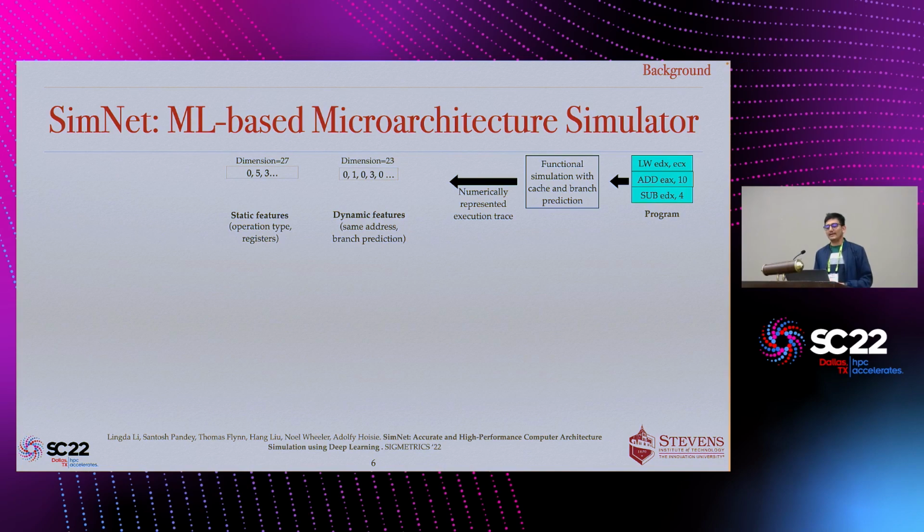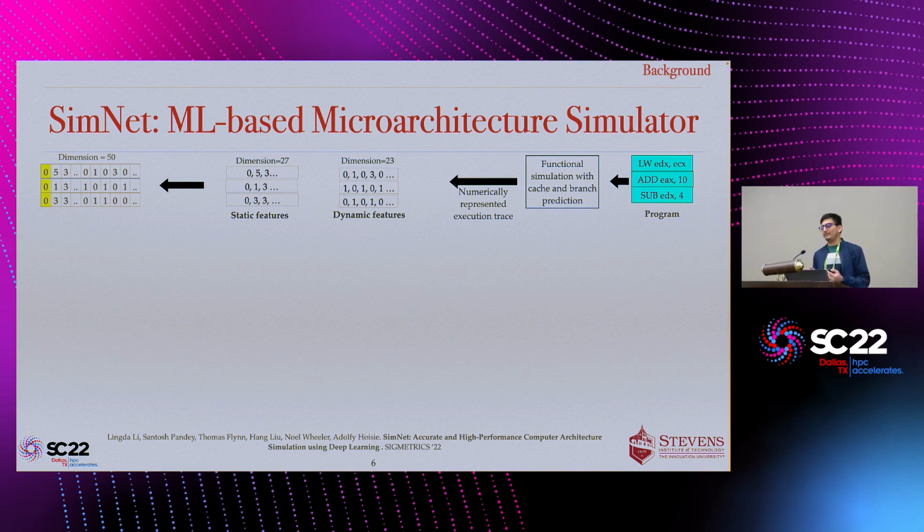And the other category is dynamic features, which try to represent the dependency between the instruction and the hardware behavior. So some examples are whether multiple instructions are accessing the same address or not, and what's the state of branch prediction. And we combine these two features to get a 50-dimensional representation of each instruction. So after we have this input feature, we can start simulation. So let's see how the simulation workflow goes with the first instruction, load word.